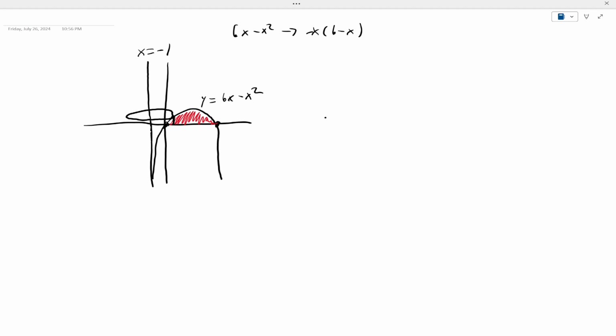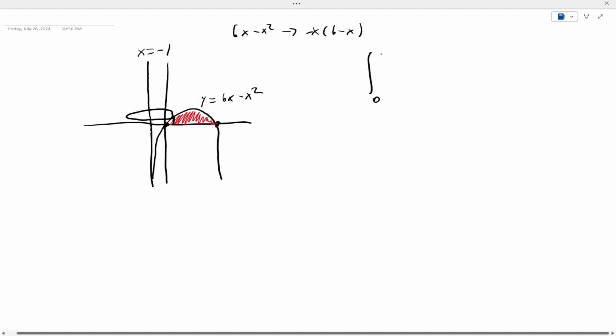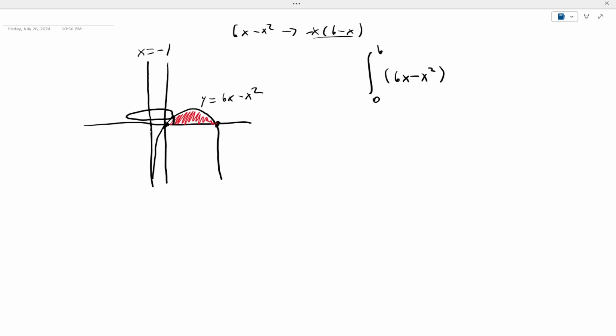The actual method behind the shell method is a little bit complicated, but the way I like to think about it is, we have our integral, and our bounds are going to be 0 and 6, because those are the x-intercepts. This one is pretty easy, because the height of the area we're trying to rotate is simply 6x minus x squared, since it's bounded by the x-axis, so there's nothing extra we need to do.